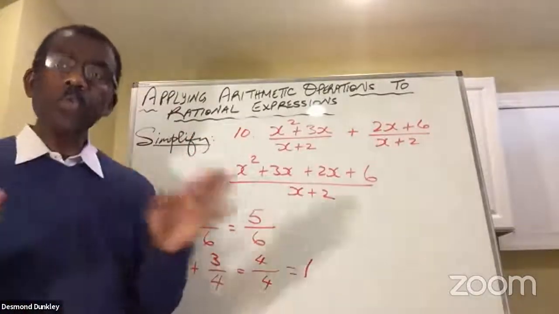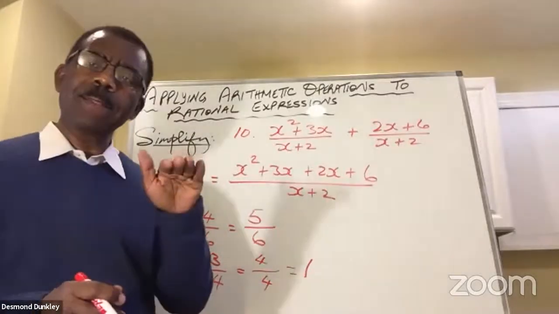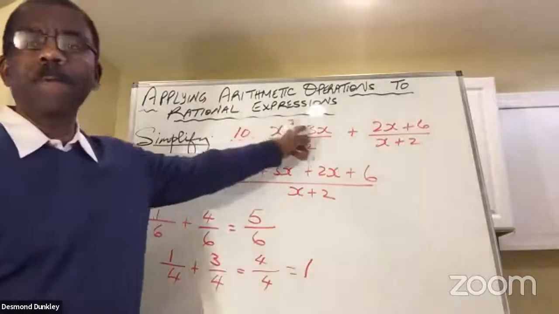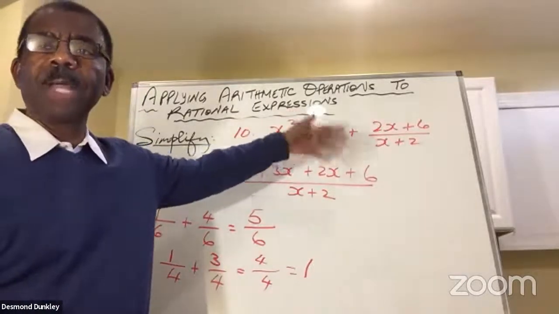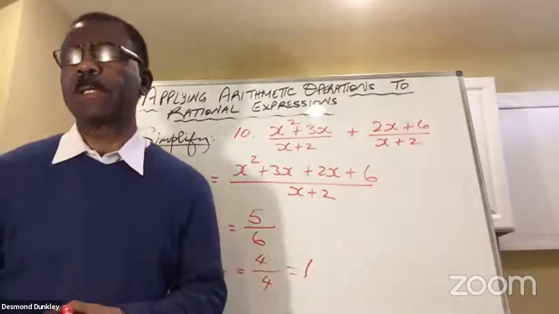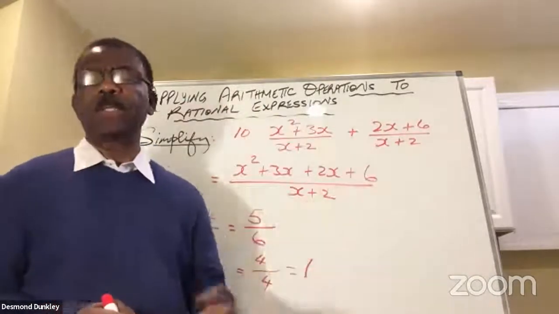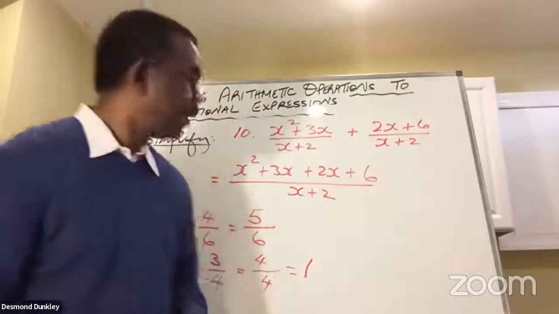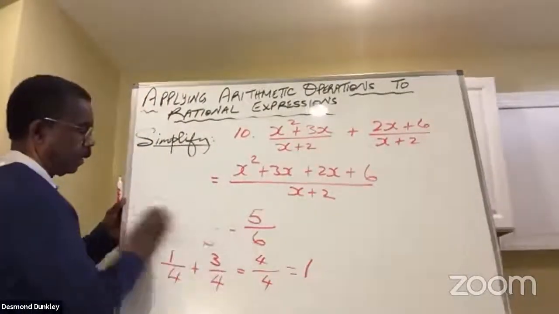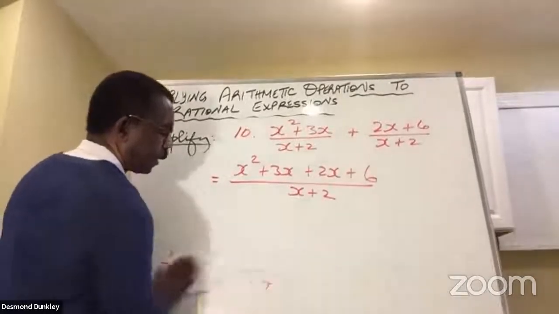So it's nothing new that we're doing. We're doing the same math. Nothing changes. All that happens is we have variables. We have a letter, and that makes it into a rational expression, but it's still fractions. Okay? Good. And then now that you have that common denominator, let's see how we could finish this job.